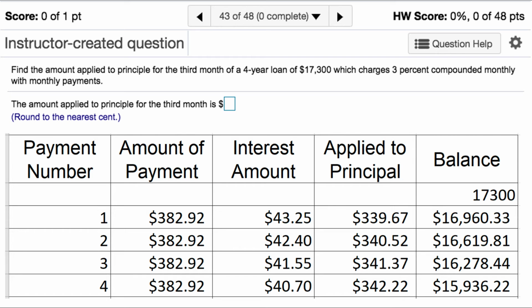So the payment amount, $382.92, we would find using the TVM Solver with $17,300 as our present value. It's a 4-year loan, so N would be 48, 4 times 12. Interest rate is 3%. Future value is 0, since we're trying to find the payment amount that would amortize the loan. And then it's compounded monthly with monthly payments, so payments per year and compounds per year are both 12. So that should give you $382.92.